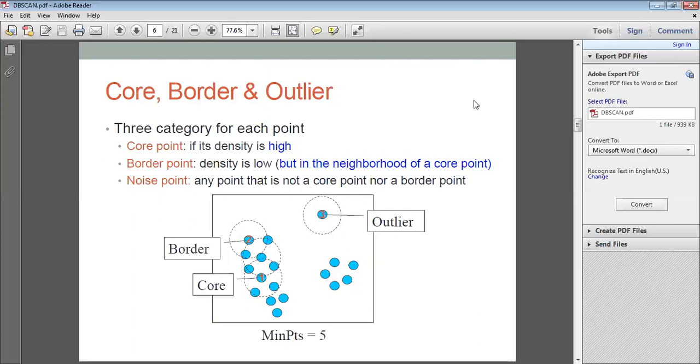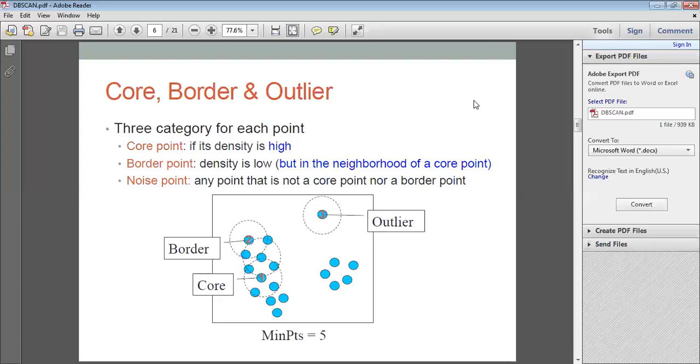In simple words, a point is called a core point if we draw a circle of radius epsilon around it and there are more than a certain threshold number of data elements around it. A border point is a point which is not a core point, but it is in the neighborhood of a core point.